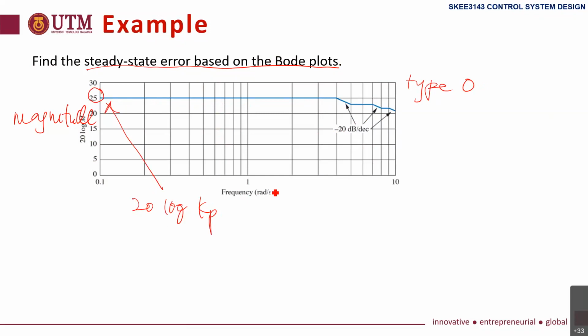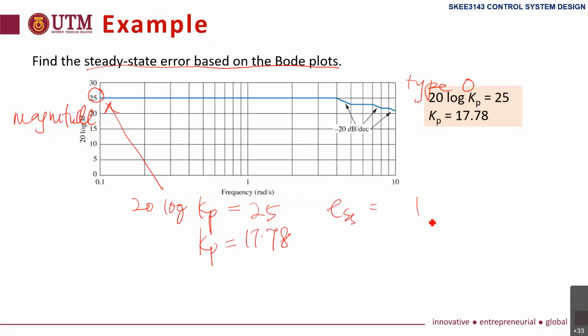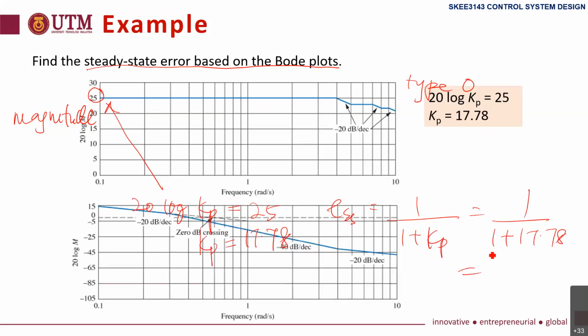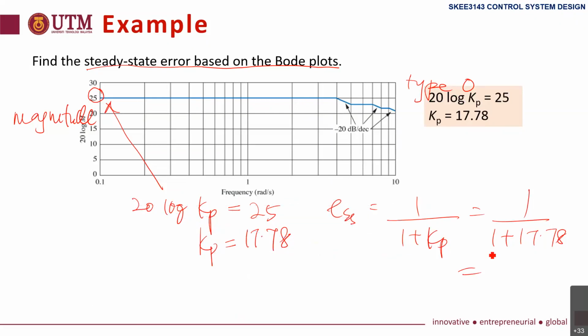Then we can find Kp. 20 log Kp equals 25. Then we can solve for Kp. Kp I calculated is 17.78. Then you can find error. Error is 1 over 1 plus Kp, which is 1 over 1 plus 17.78. Okay, that is the error for system type 0.